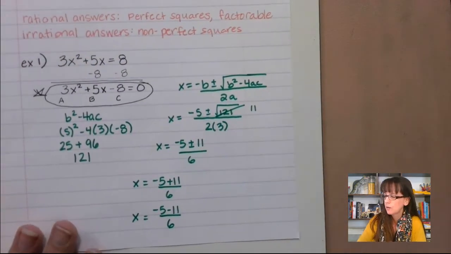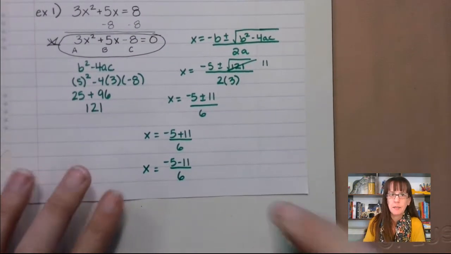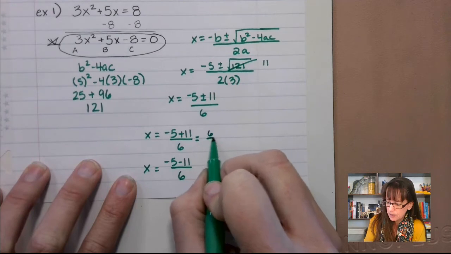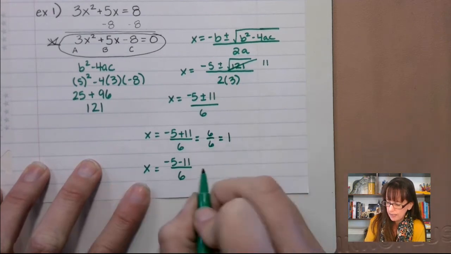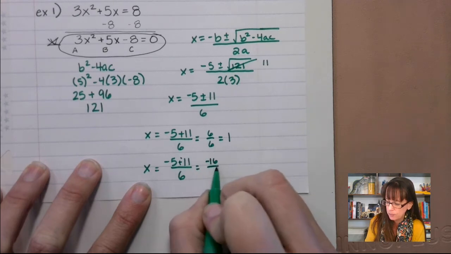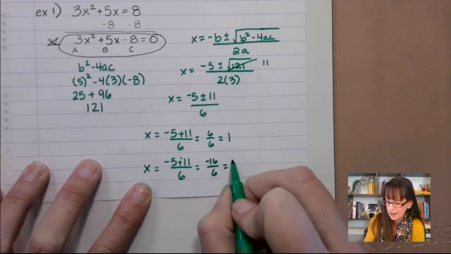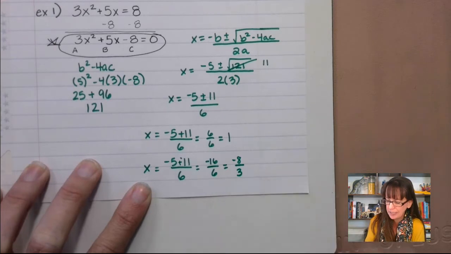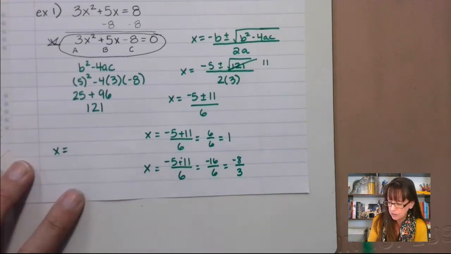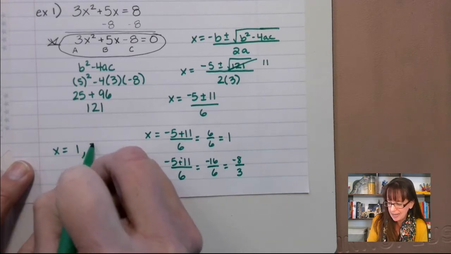Okay, so, and scooch this down so you can see it. All right, there we go. So that would be positive 6 over 6, which equals 1. And then this one, if we add the opposite there, we get negative 16 over 6. We can cut those in half and get negative 8 over 3. That's as reduced as it gets. So our answers are x equals 1, comma, negative 8 over 3.